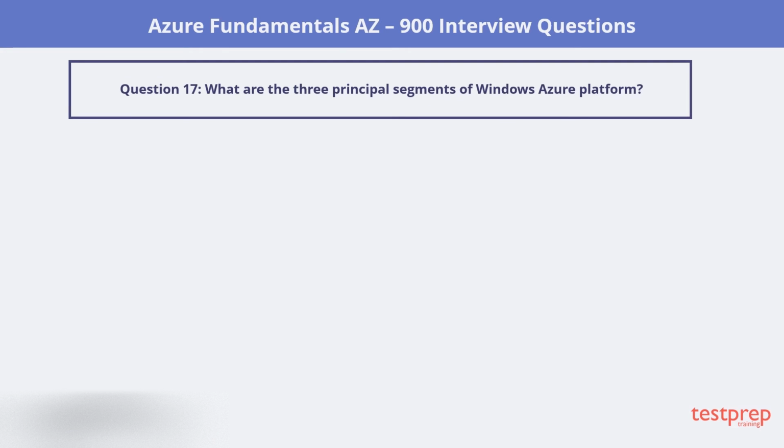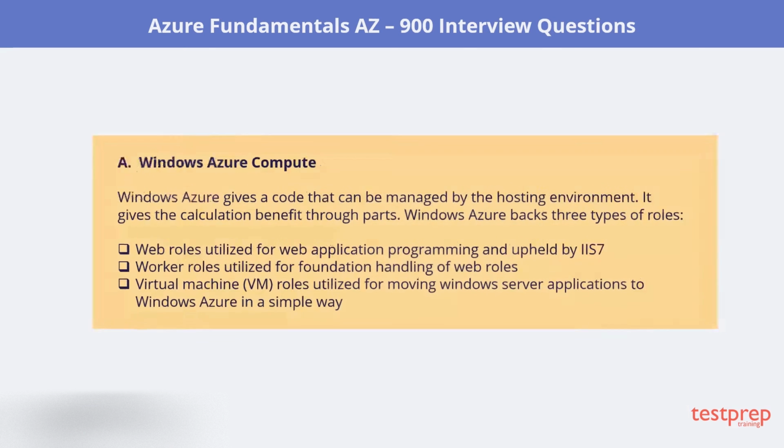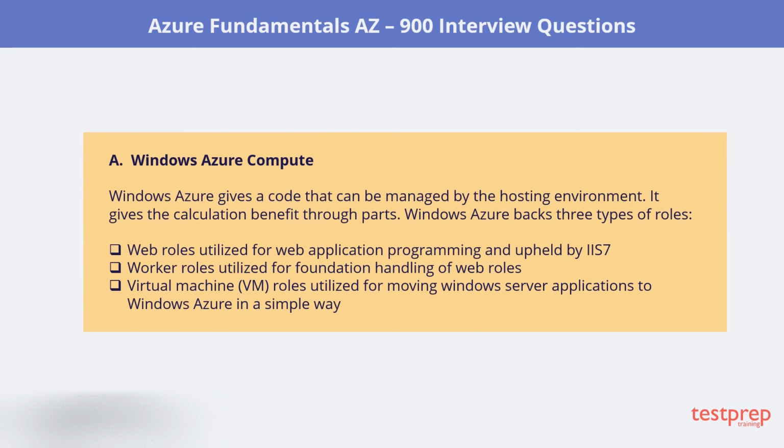What are the three principal segments of Windows Azure Platform? Windows Azure has three principal segments: Compute, Storage, and Fabric. First, Windows Azure Compute. Windows Azure gives code that can be managed by the hosting environment. It gives the calculation benefit through parts. Windows Azure backs 3 types of roles. Number 1. Web roles, utilized for web application programming and upheld by IIS 7. Number 2. Worker roles, utilized for background processing of web roles. Number 3. Virtual machine roles, utilized for moving Windows Server applications to Windows Azure in a simple way.